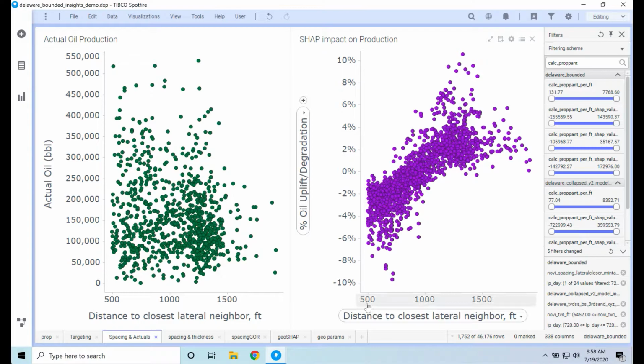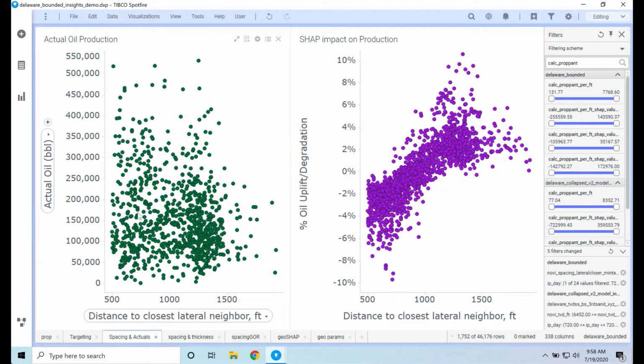And here I have the wells in the Delaware Basin, and we have going from 500 out to 1,600 feet distance to the closest lateral neighbor. And I have that for both the left chart and the right chart. On the left chart, what I have that spacing feature cross-plotted with is the actual oil that those wells have produced at 720 days.